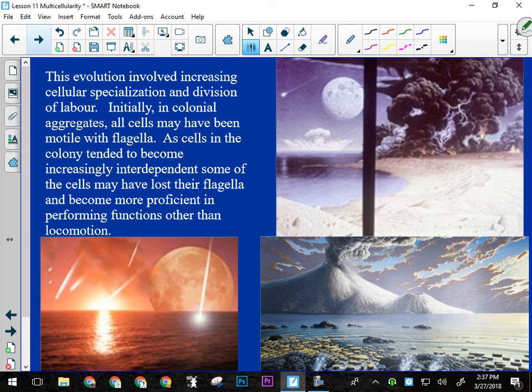So as this happens, we see some major changes and some improvements to cells and to organisms. Increased specialization leads to increased complexity, which leads to increased size. So we go from having very small, very simple multicellular organisms to more complex multicellular organisms, more complex plants, more complex animals, different structures, things like that.